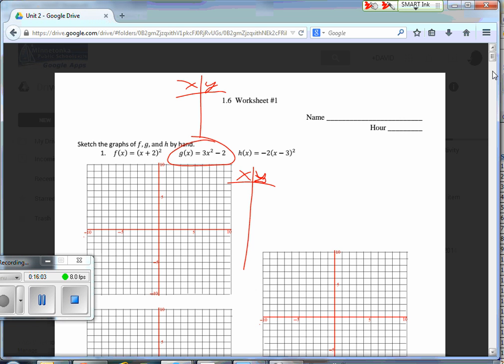And I'm going to put in 1, and I get 1 squared is 1. 1 times 3 is 3. 3 minus 2 is 1. So 1, 1 must be on my graph. If I put in 0, it's going to make 0 minus 2, which is negative 2.